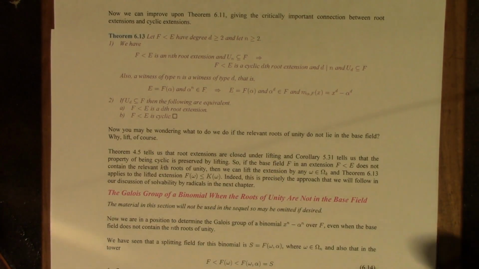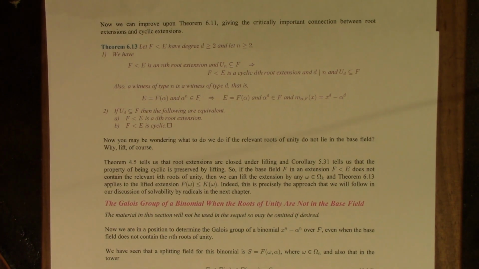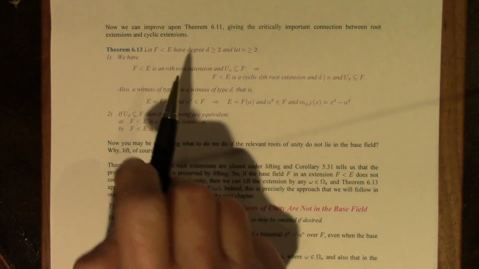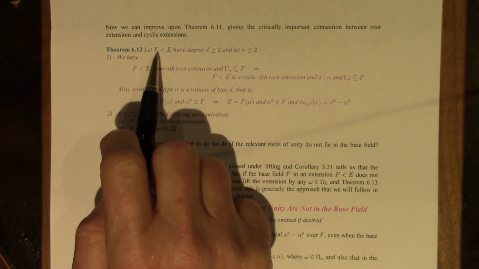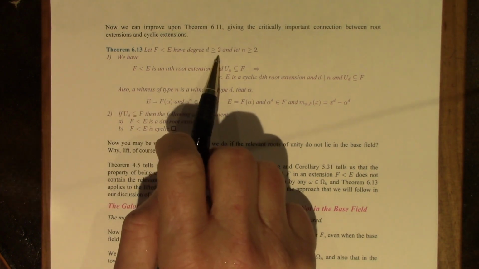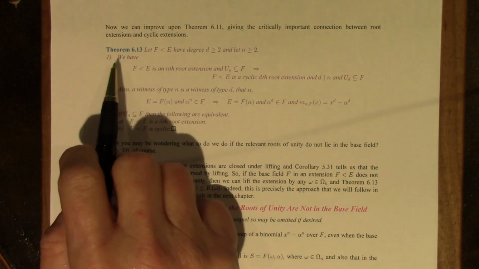Well, so now we can improve upon the previous theorem, or augment it with this converse. And this gives us the critically important connection between root extensions and cyclic extensions that will be very valuable to us when we talk about solvability by radicals. So the theorem says: let F E have degree d bigger than or equal to 2, and let n be bigger than or equal to 2.